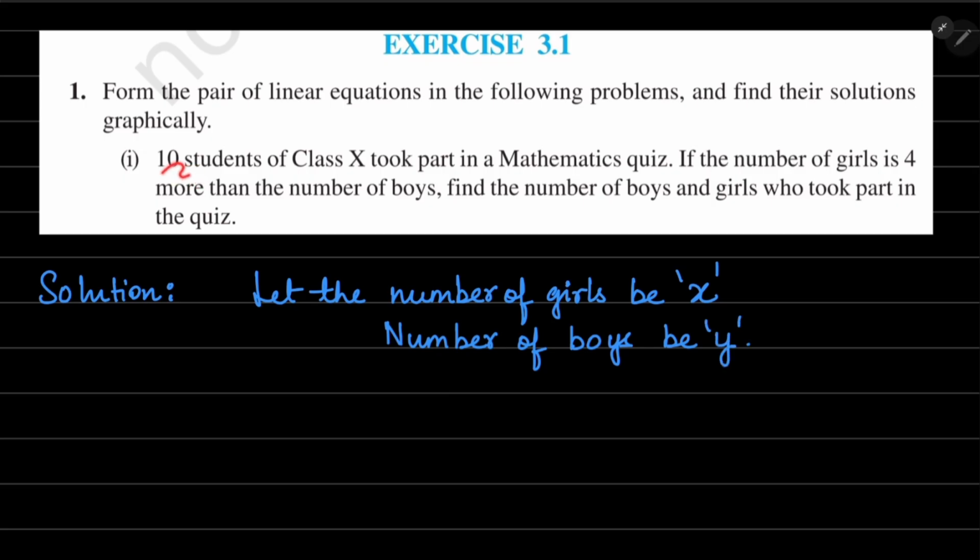How many students are there in total? The very first sentence says 10 students of class 10. So the total number of students is nothing but 10. So x plus y will be equal to 10. This is your first equation.